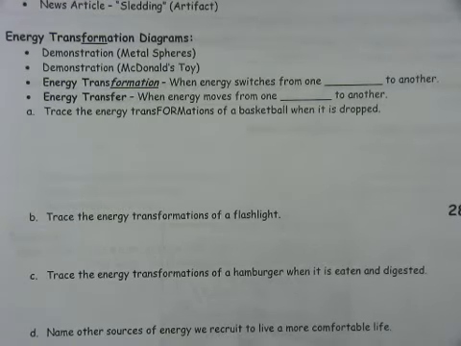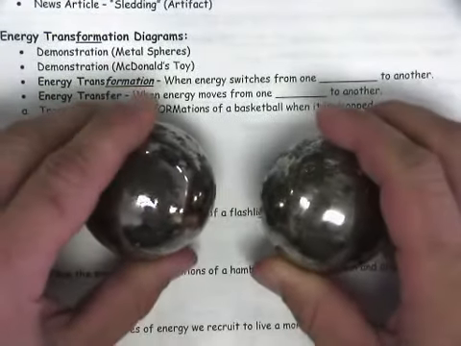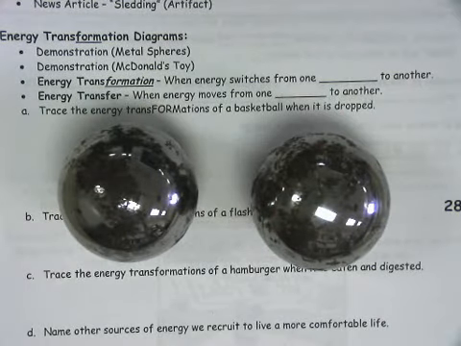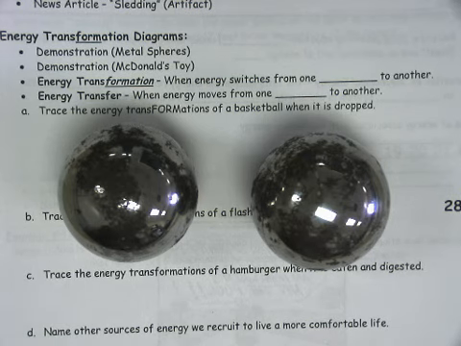And so what I've got, you can see them right here, are two metal spheres, basically solid. They're pretty heavy, and when we talk about energy transformations, we're talking about energy being transformed from one form to another. So from kinetic to gravitational, gravitational to chemical, chemical to thermal, something like that. That's what we talk about when we talk about energy transformations.